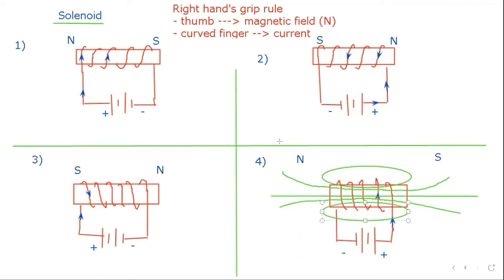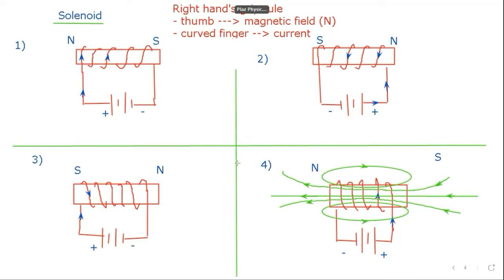After that, put the arrow. North is going out, south is going in. So that's why we need to find polarity, because we need to have the direction of magnetic field. Like this. You see, if I cover it, you see, it is a bar magnet. So the solenoid also is a bar magnet, but it's a temporary bar magnet.